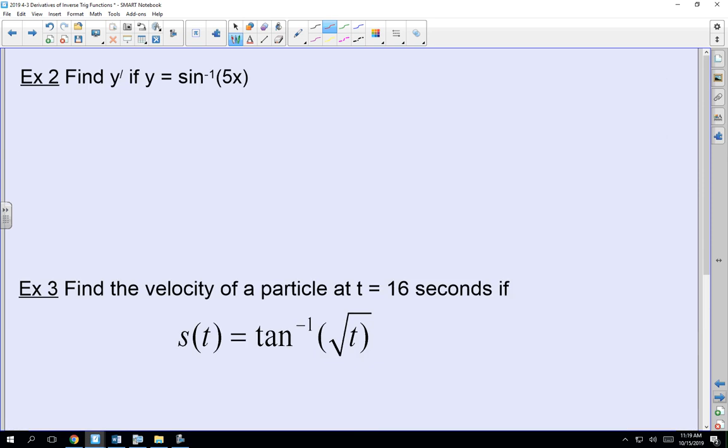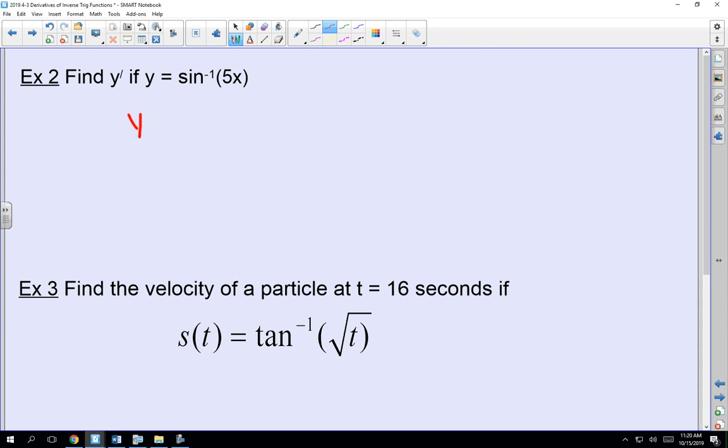So it says find y prime if y equals inverse sine of 5x. Notice that x is not x, it's 5x. So we're going to have to use the chain rule on this. Jot that one down. We're going to find y prime if y equals inverse sine of 5x.